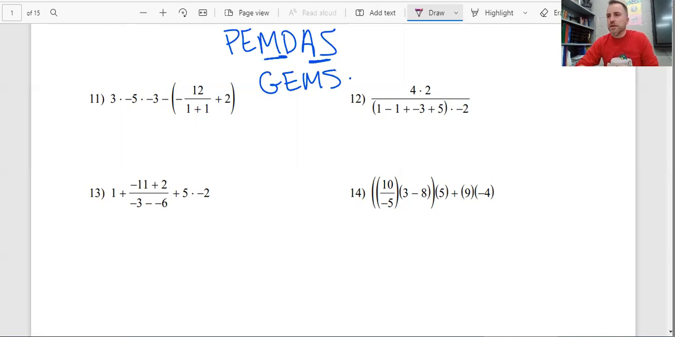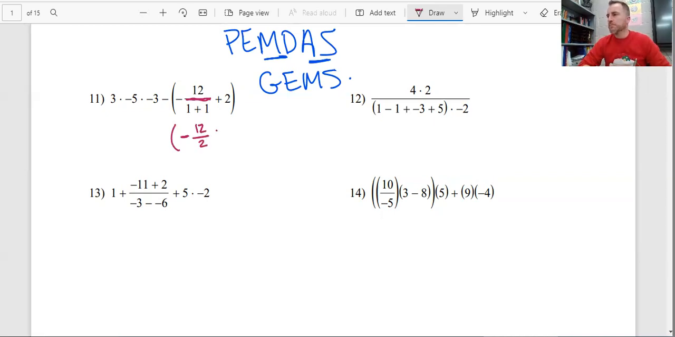Okay, so number 11 is where I want to start. If you've got parentheses, that is a classic grouping symbol. But if you look in these parentheses, you have another grouping symbol: the division, the fraction bar right here, which groups the bottom operations and the top operations. So before you carry out that dividing, you should simplify the top and the bottom. So in the parentheses, now I will have negative 12 over 2 plus 2.